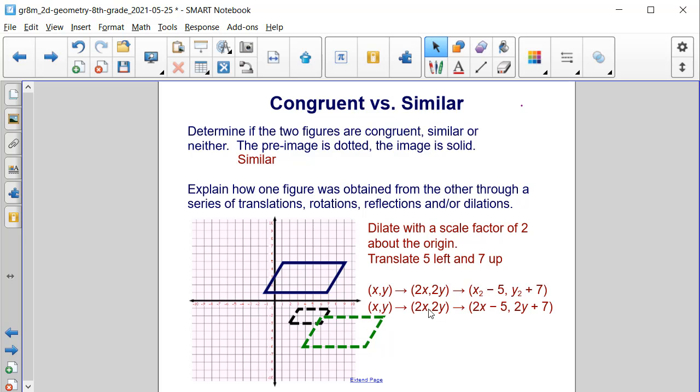If we were to write this as a formula, it would be (x, y) to (2x, 2y), showing this, to the second x coordinate minus 5, the second y coordinate plus 7, and if you substitute the 2x and 2y in for those, you would get this final formula.